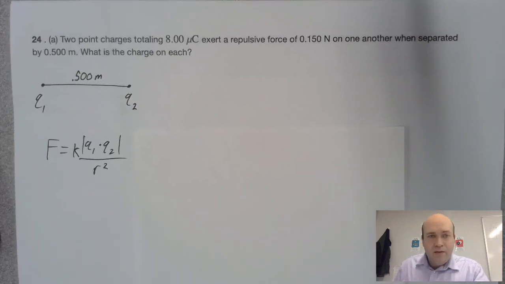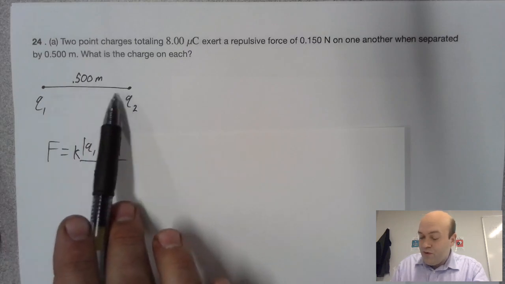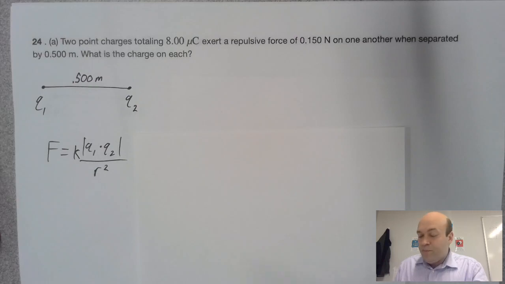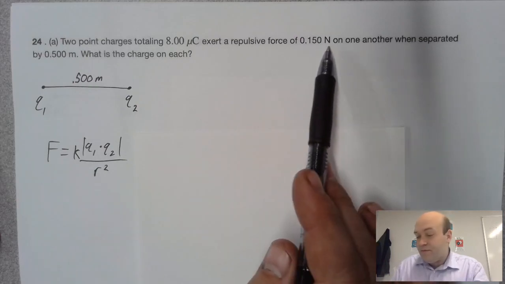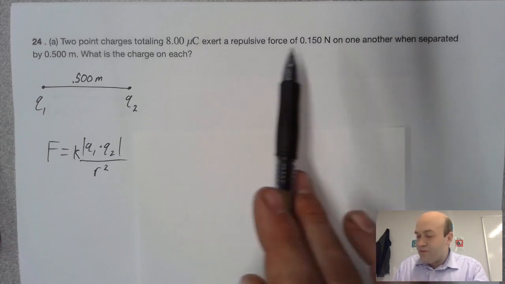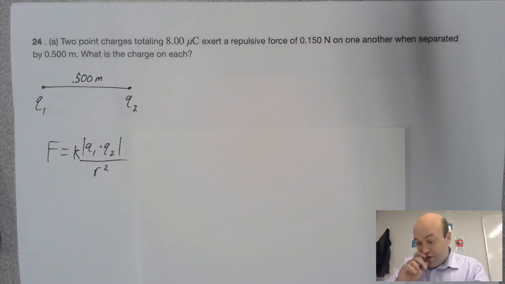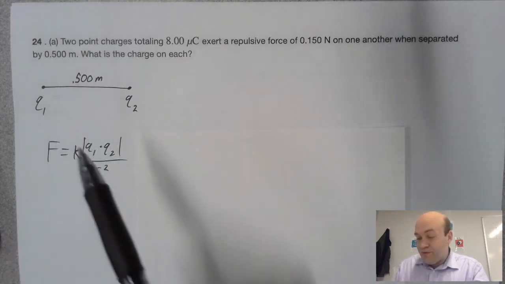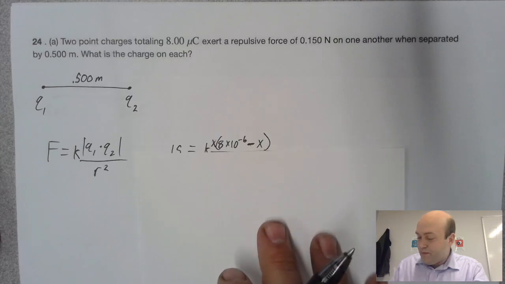Another example here, we've got two charges, and we know that they're half a meter apart, but we don't know what each individual charge is. We know that it's a repulsive force this time, and the repulsive force is 0.15 newtons. We want to figure out what each one of these charges actually is. Now they're repulsive, so we know that they're either both positive or both negative, so we're just going to assume they're both positive to make things a little simpler.